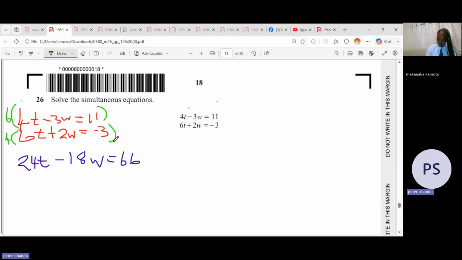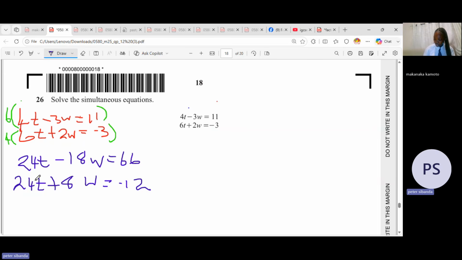Okay. Do the multiplication on the second one quickly, please. 4 times 6t is 24t, plus 4 times 2w, which is 8w, which is equal to 4 times negative 3, which is negative 12.